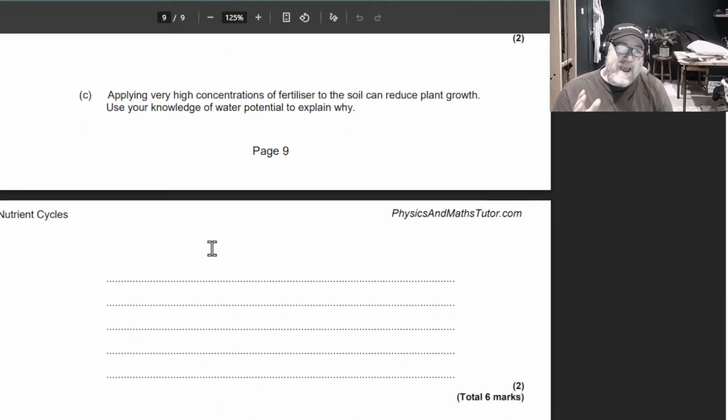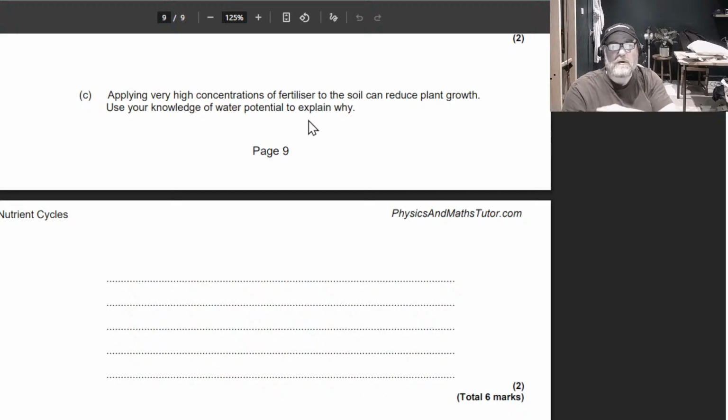And this is called an AO2 question. So this question is quite difficult here. This is an AO2 question. And what do we mean by AO2? This is an application question. So it's not straightforward, you've kind of got to problem solve. Applying high concentrations of fertilizer to soil can reduce plant growth. So if you put too much fertilizer in the soil, it reduces plant growth. Use your knowledge of water potential to explain why.